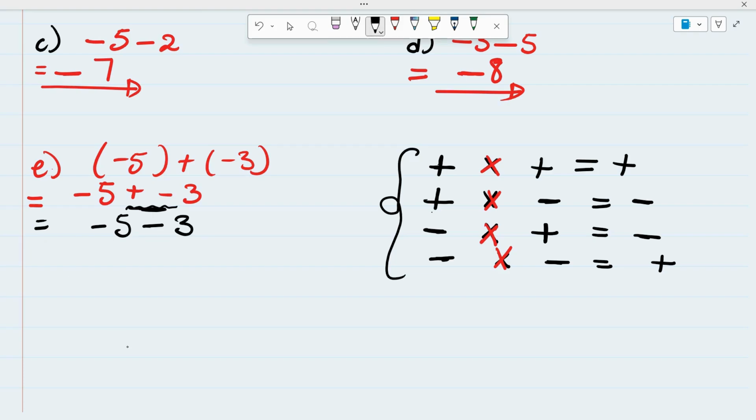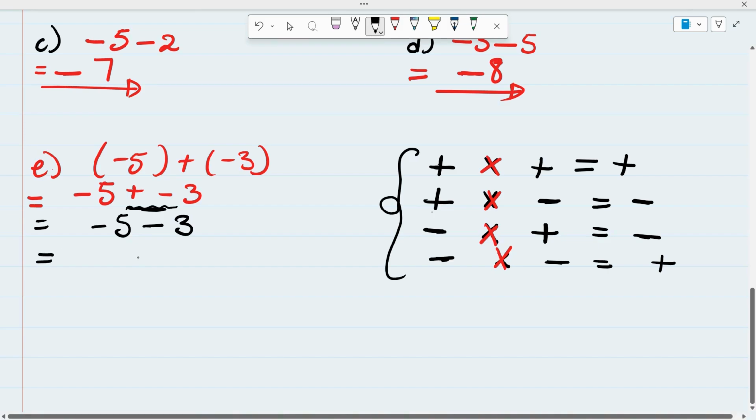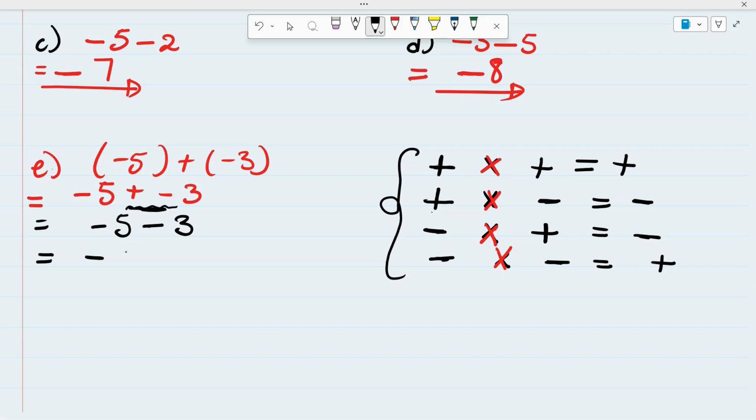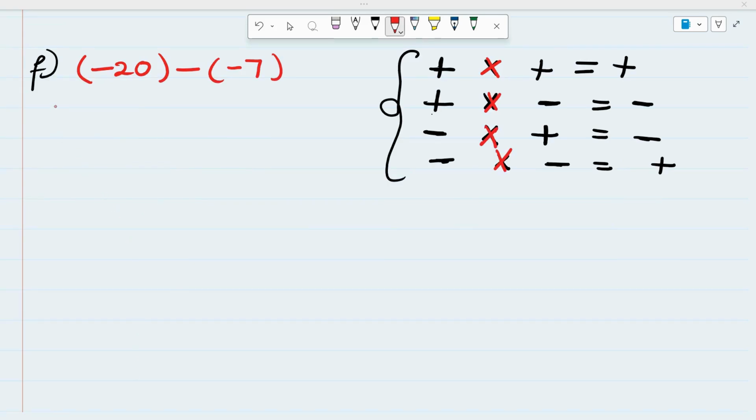3. And we know from here that if the sign is the same, we keep the sign and we add the numbers. Then we've kept the sign, which is a negative. Then we add 5 plus 3, which is an 8. Then our answer is a negative 8. Let's take another one. So let's tackle F.